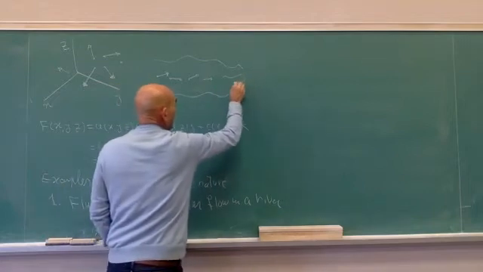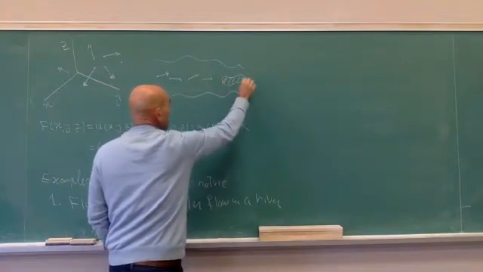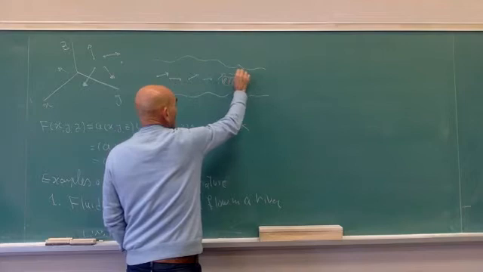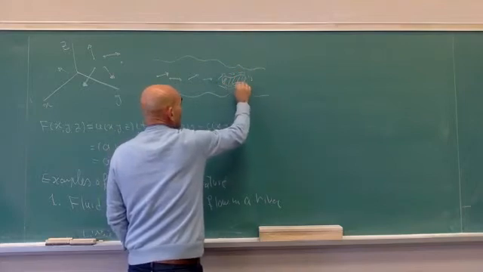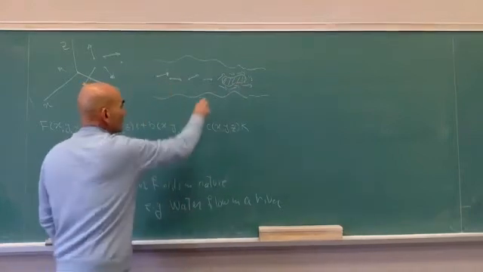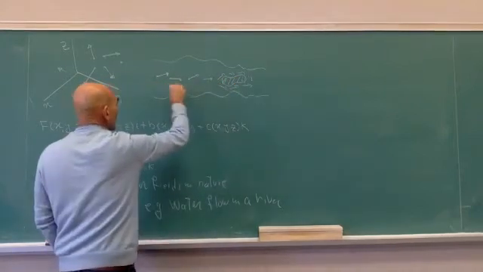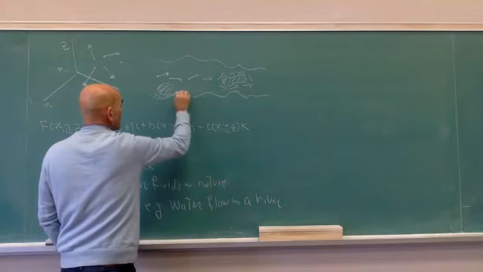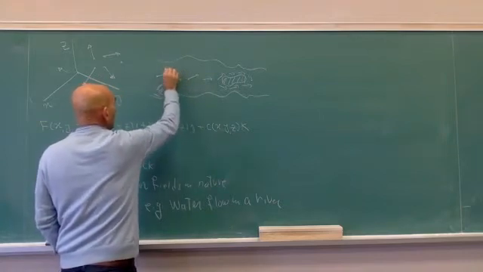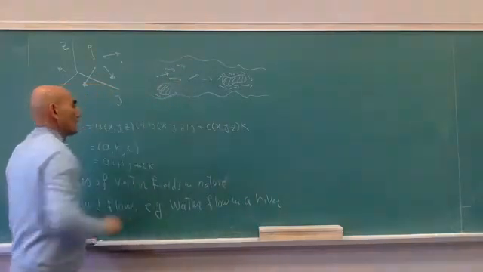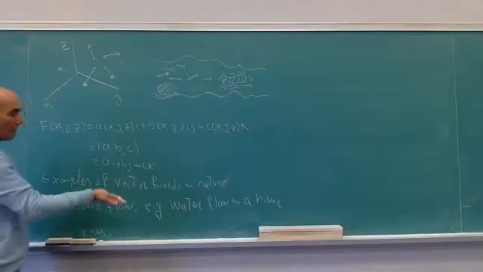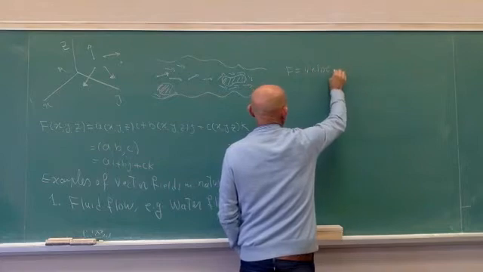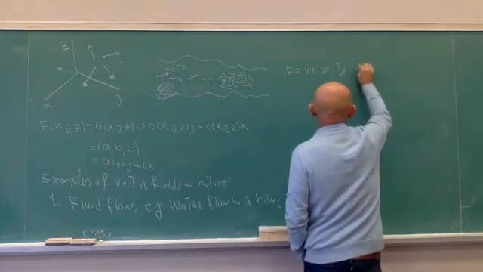Or maybe there is some obstacle here, for example, some island in the river. The water is not passing through this, so it has to be observant of this island here. Maybe there's another island here, and then it passes fast here and slower here. So in this case, F is just the velocity vector field.